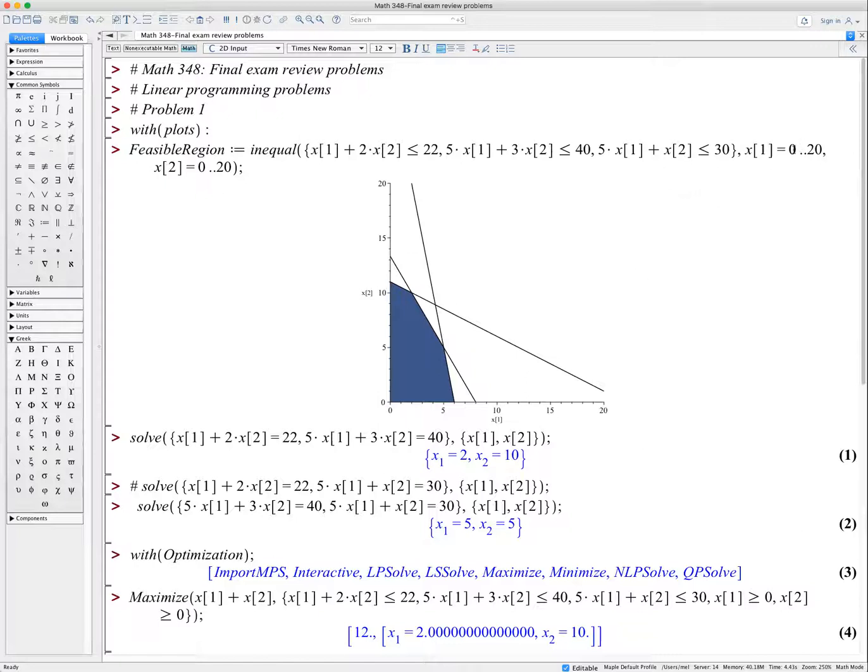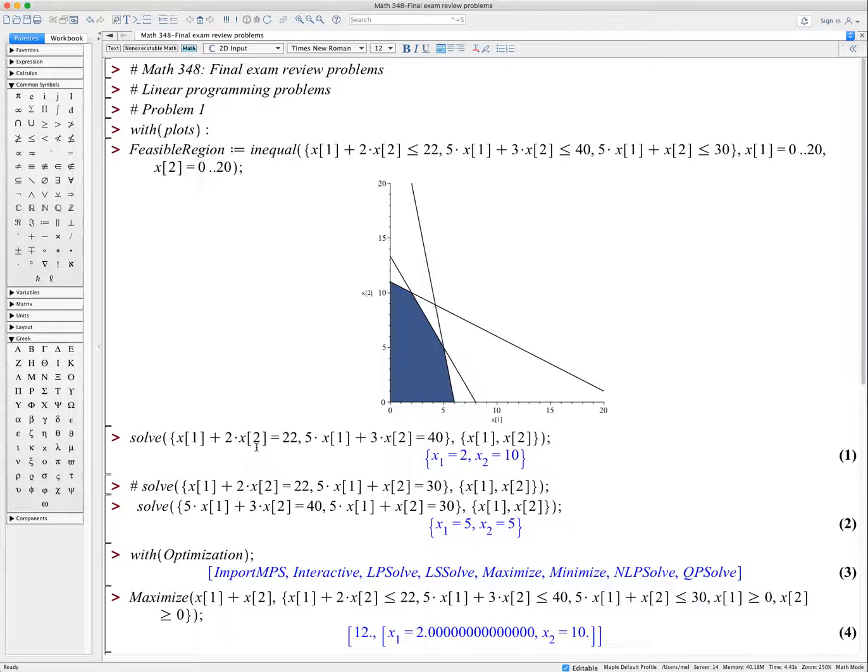And I'm graphing this for x1 between 0 and 20 and x2 between 0 and 20. This is my feasible region. This is exact, as opposed to the rough version I got by hand. If I want to find the coordinates of these 3 corner points, that's easy. But for these 2, I'm solving 2 equations and 2 unknowns.